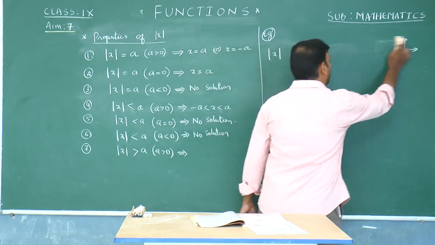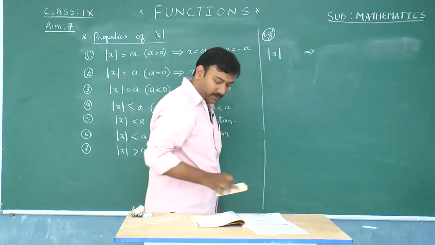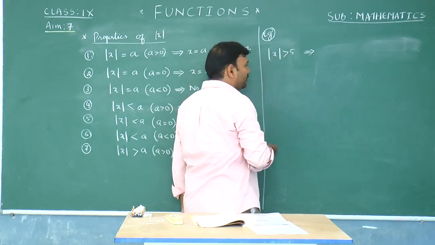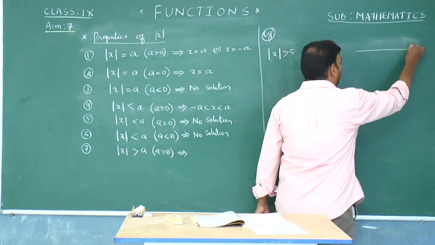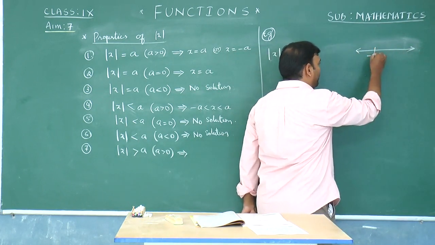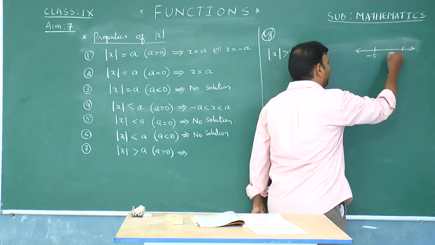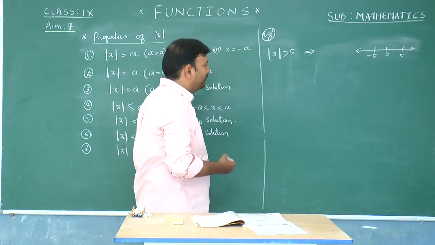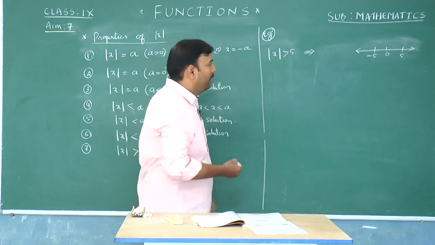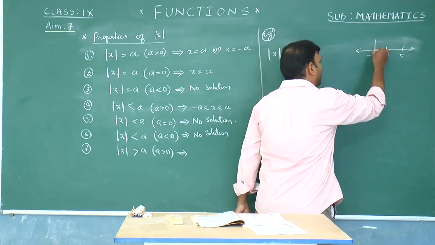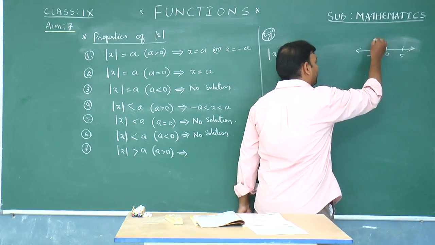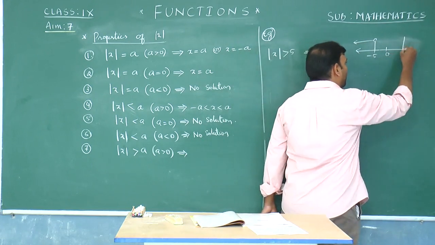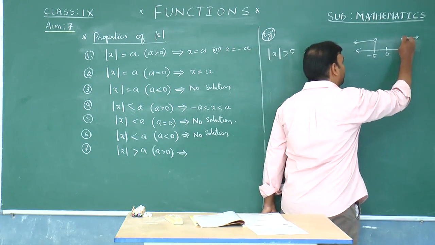So I go ahead with the example where mod x is going to be greater than 5. Here, try to observe it carefully again. I take a number line where I mark the numbers minus 5 and 5, and of course 0. Now if you observe carefully, the numbers I substitute that are going to satisfy the inequation are nothing but the numbers less than minus 5, not including minus 5, or any number greater than 5.